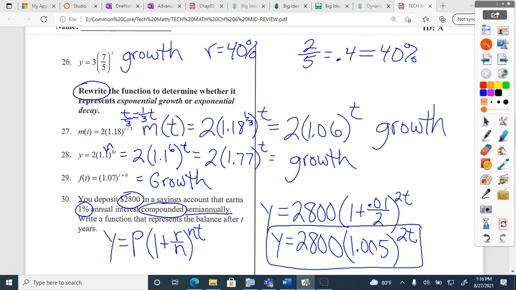Let's check and see if we got it right. It is. We got it right. Any questions? Hold on one second.